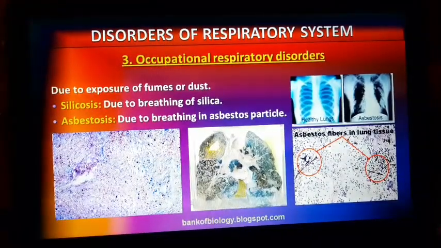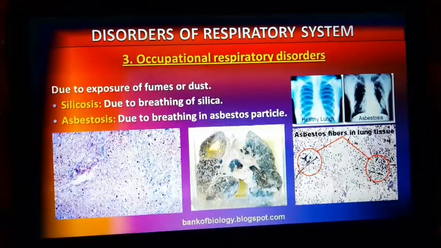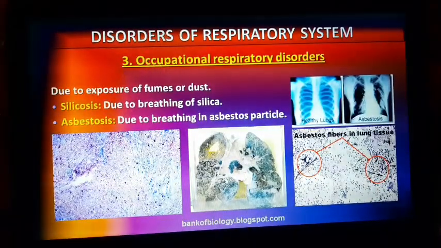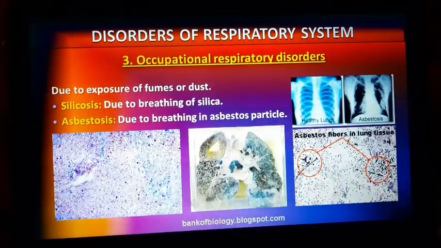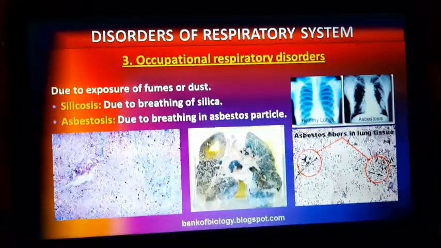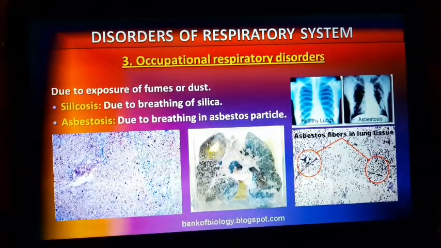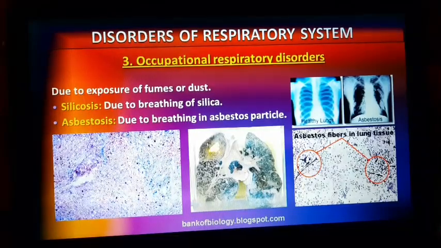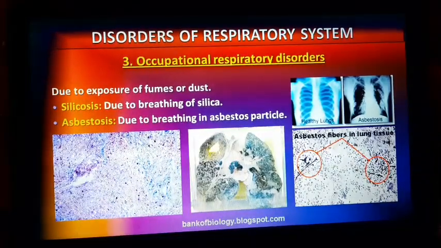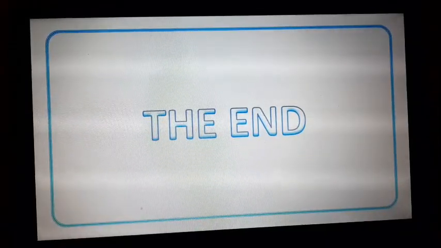Asbestosis is due to breathing in asbestos particles, and especially these asbestos particles are used in wires. Suppose a person is working in these asbestos industries, as this is used as an insulator for the wires, it may lead to damage of the lungs. The particles are highly dangerous. Okay, so this is regarding the occupational respiratory disorders connected to the human respiratory system, and here we'll end the chapter on the human respiratory system, breathing and exchange of gases.